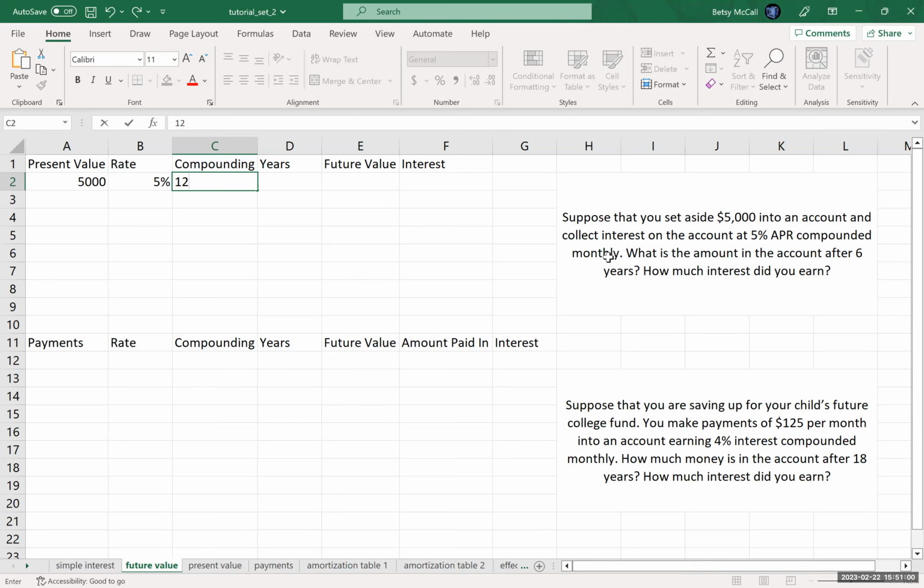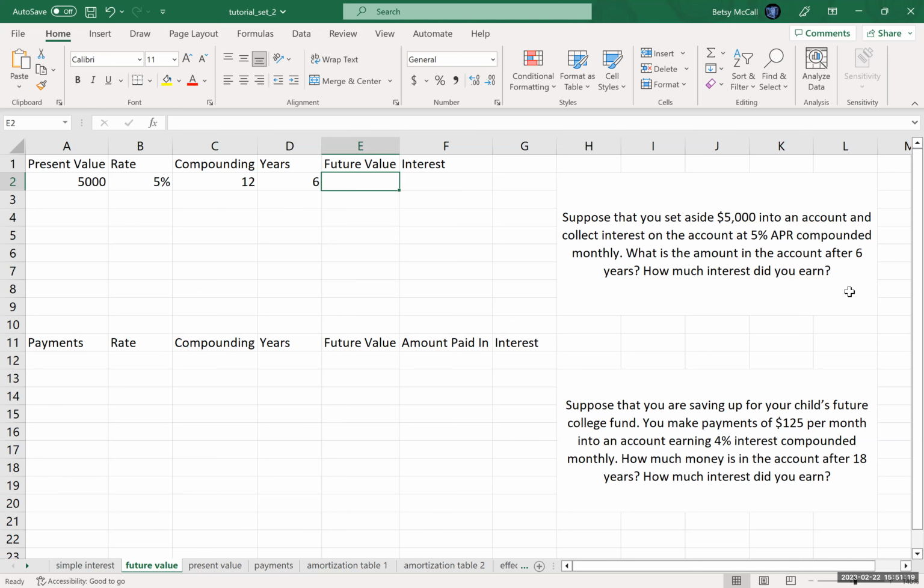So depending on the problem, of course, you might need a different value here. If this was quarterly, it would be 4. If it was annually, it would be 1, and so forth. But monthly is very common. The number of years, we want to know how much we have after 6 years. And then we want to calculate our future value.